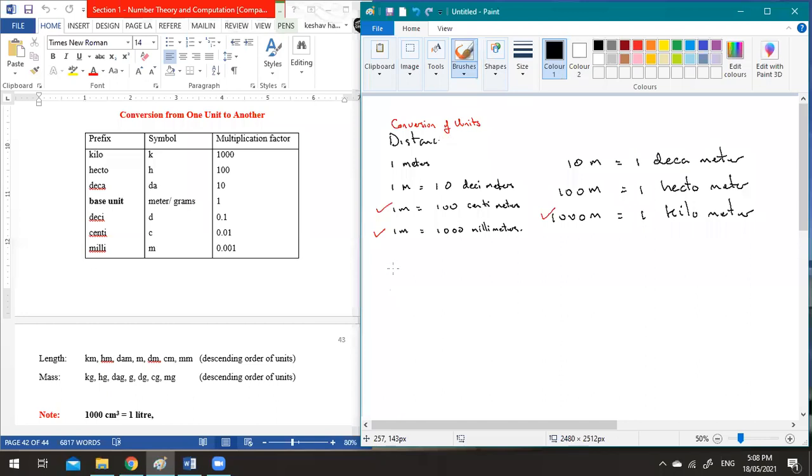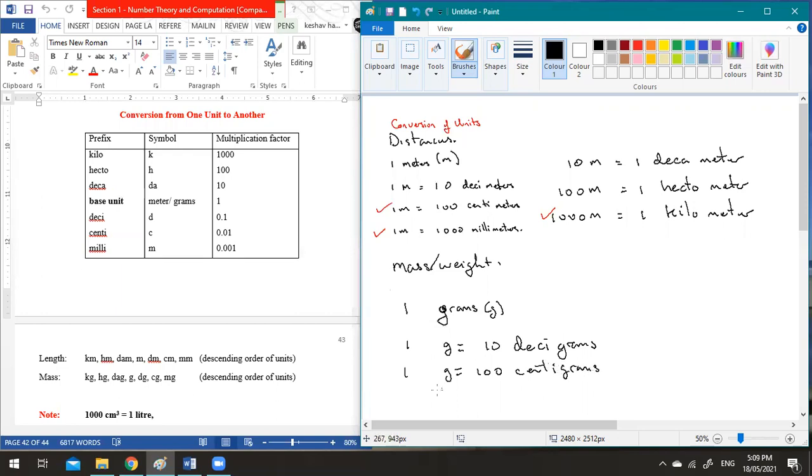We also have to be able to convert for weight or mass, and the unit for mass is grams, or common G. So just like in distances, it's the exact same conversions for grams. 1 gram is equal to 10 decigrams. 1 gram is equal to 100 centigrams. 1 gram is equal to 1,000 milligrams.